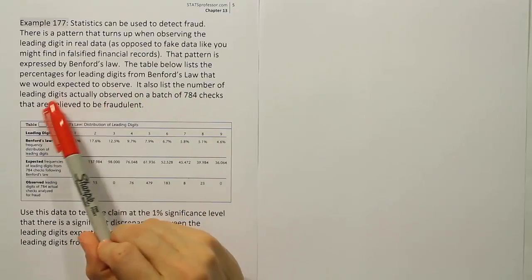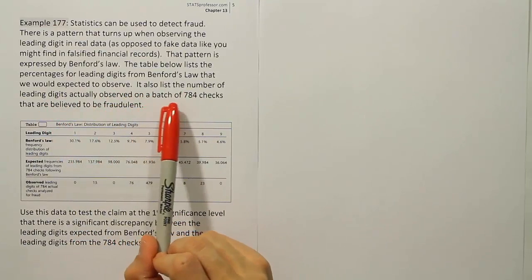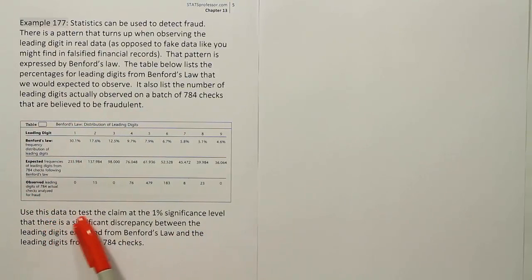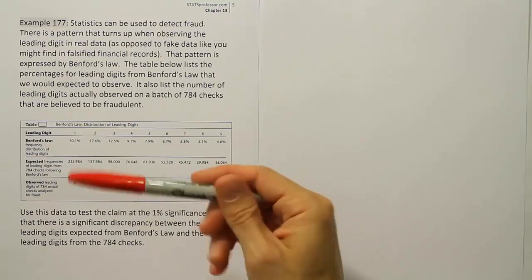It also lists the number of leading digits actually observed on a batch of 784 checks that are believed to be fraudulent. Use this data to test the claim at the 1% significance level that there is a significant discrepancy between the leading digits expected from Benford's law and the leading digits from the 784 checks. Okay, so what we want to do here is just quickly look at the data to understand what they've given us.